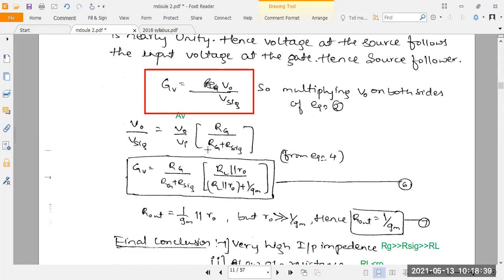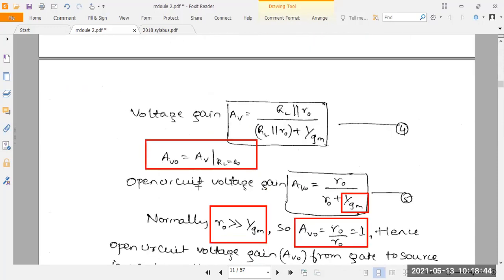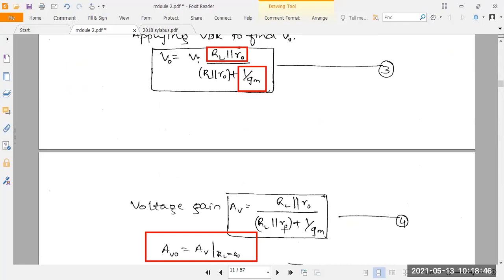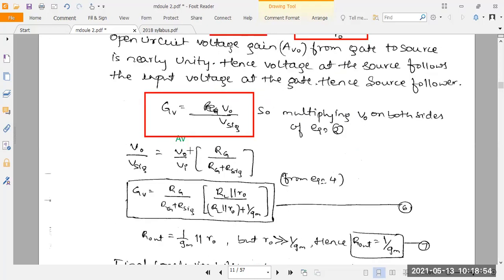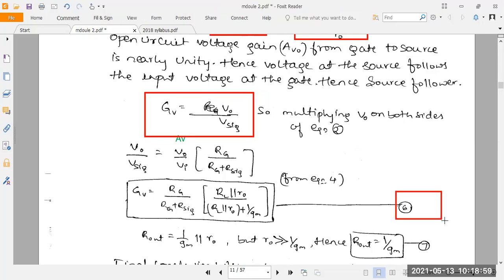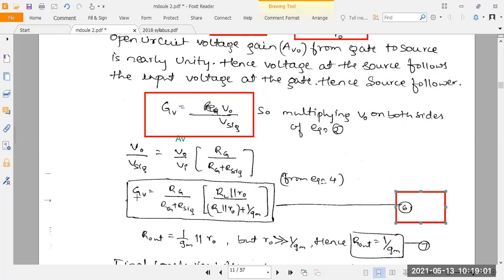Then what is V0 by Vi here? What is the AV equation? This one: RL parallel with R0 divided by RL parallel with R0 plus 1 by gm. Substitute the same thing here. You substitute the AV equation into GB, and from that you'll get equation number 6. The final GB equation is Rg divided by Rg plus R signal, multiplied by RL parallel with R0 divided by RL parallel with R0 plus 1 by gm. That is equation number 6.